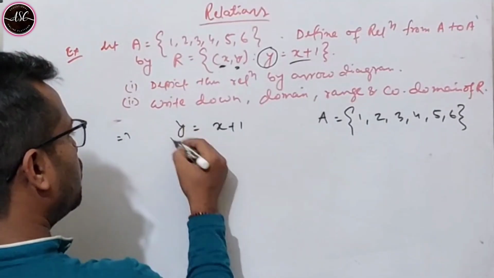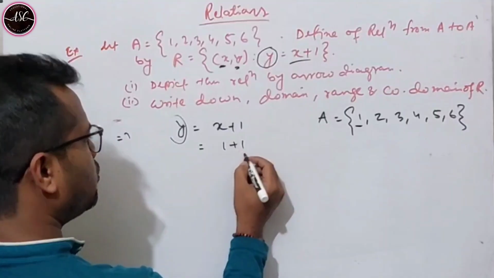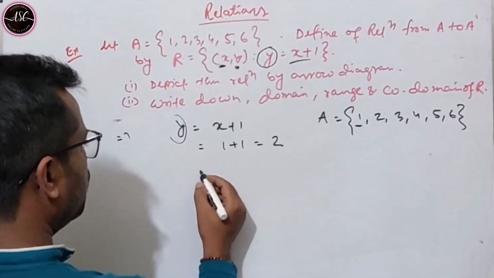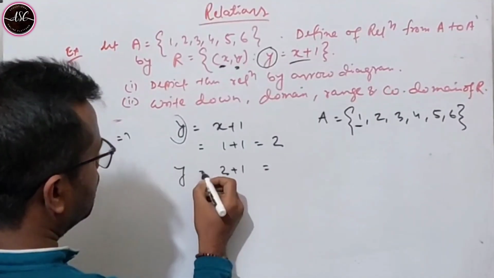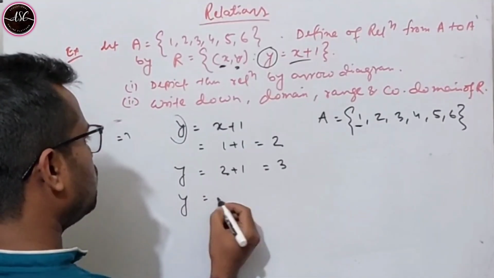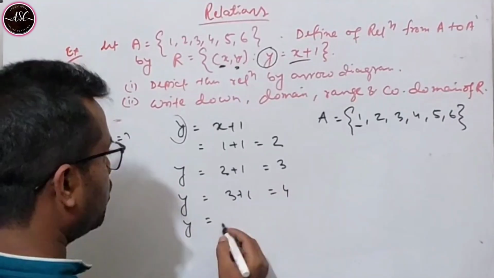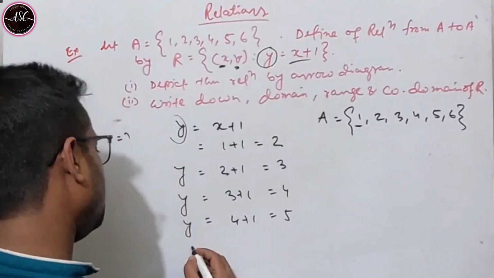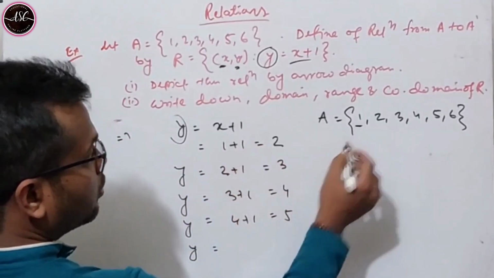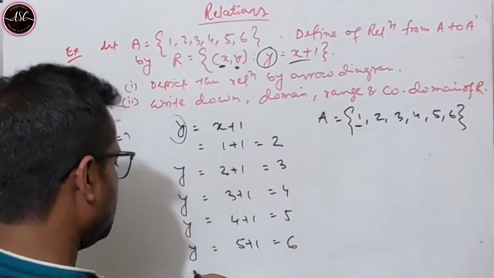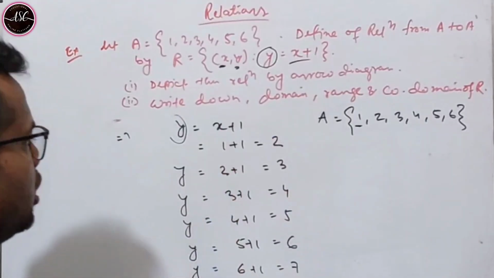Now to get y, we have to put x equal to 1. Put x equal to 1, we get 2. Now we put x equal to 2, 2 plus 1, we get 3. Now we put x equal to 3, 3 plus 1, we get 4. Then 4 plus 1, we get 5. Then 5 plus 1, we get 6. Then 6 plus 1, we get 7. Okay, now we get all of this.